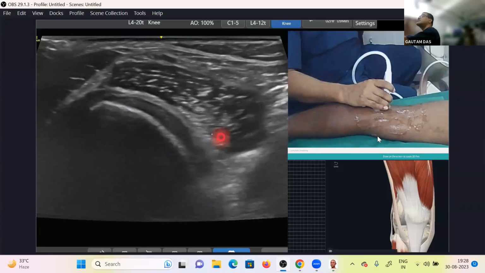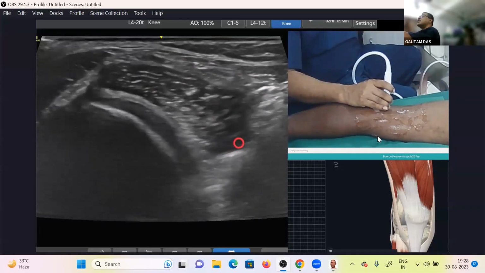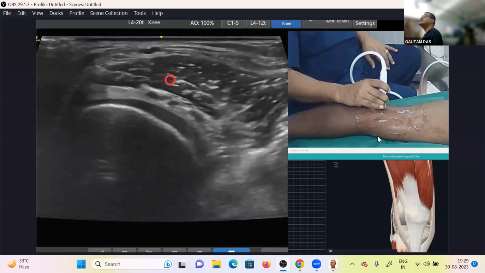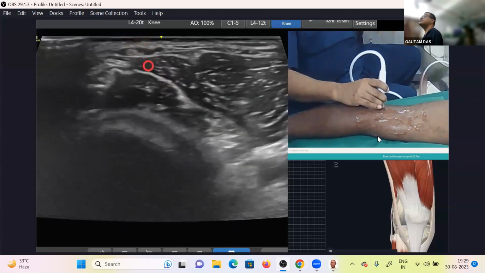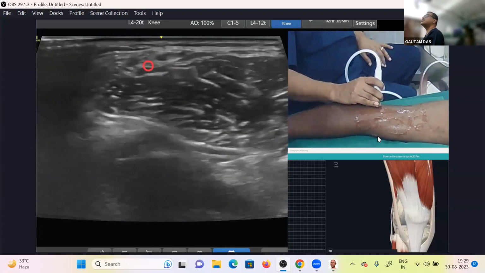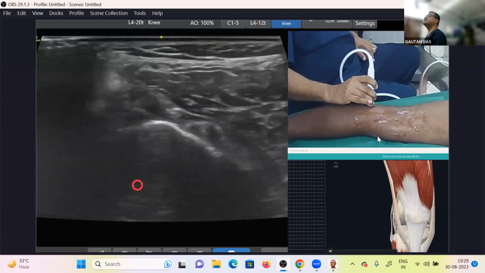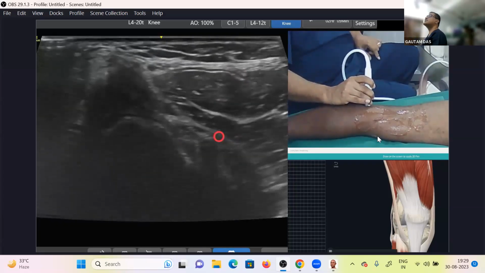This is your lateral supracutaneous nerve. And this is your common peroneal nerve. I'm coming distally. This is your common peroneal nerve. Common peroneal nerve. This was your lateral supracutaneous.